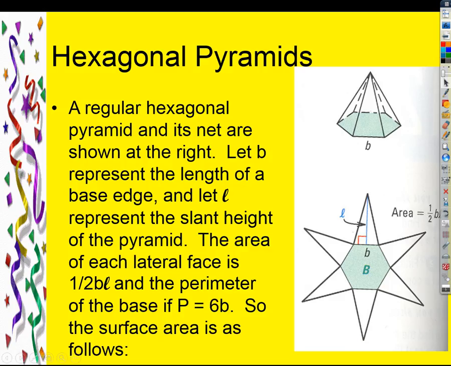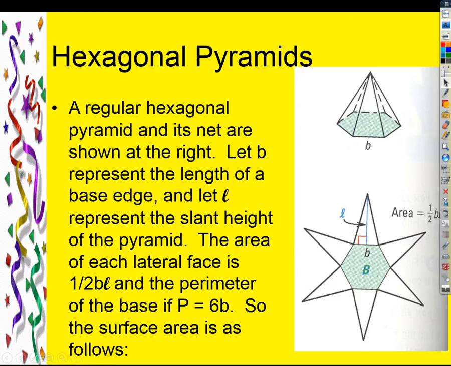Well, if we unfold this like a net, remember dealing with nets? We've dealt with this before, right? If we were to cut along all of the lateral edges and unfold it, it would look like this. Then to add this up, we've really just got two different kinds of areas: the hexagon that makes up the base, plus 6 of these congruent triangles.